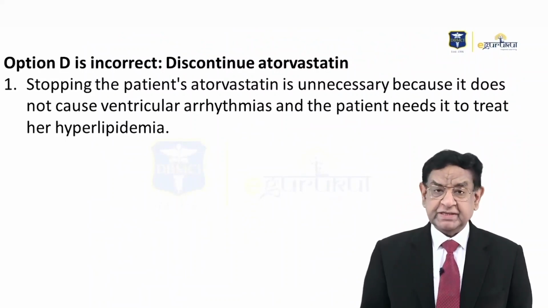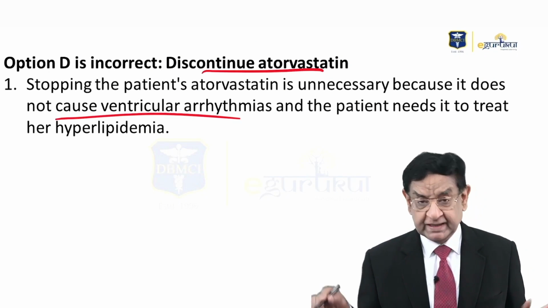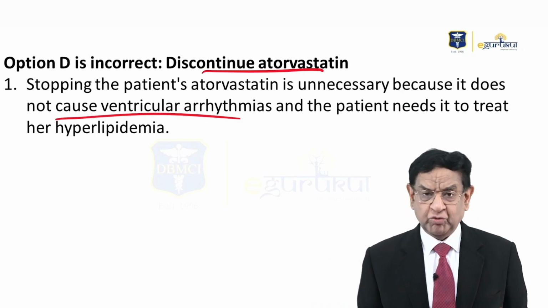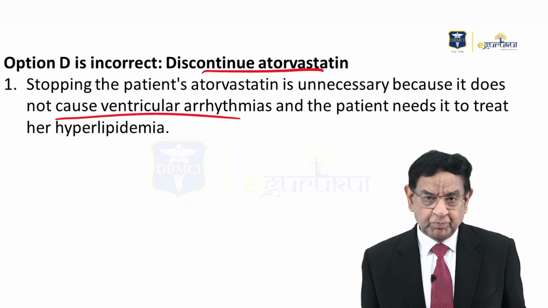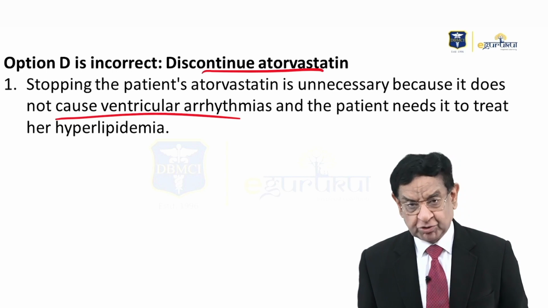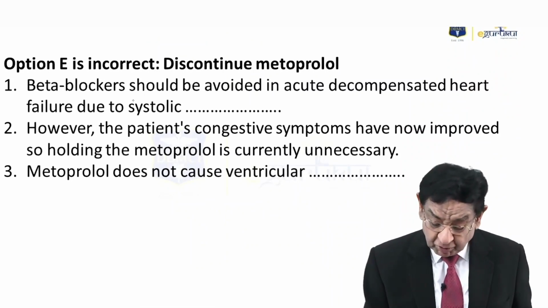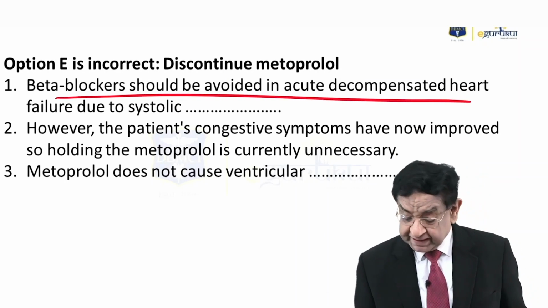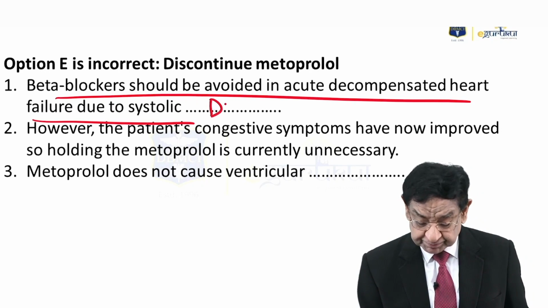Discontinuation of atorvastatin: atorvastatin has nothing to do with arrhythmias. It's a treatment for hyperlipidemia. No way it is related to arrhythmias. So there is no point in stopping; you continue with atorvastatin. Discontinue metoprolol: beta blockers should be avoided in decompensated congestive heart failure because of systolic dysfunction.